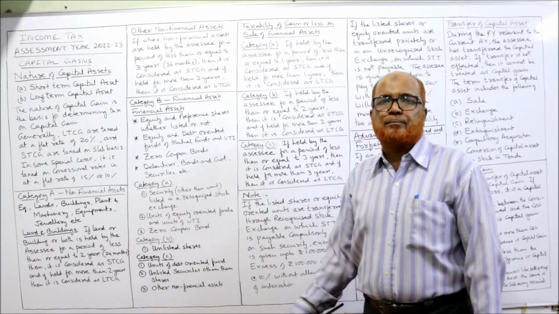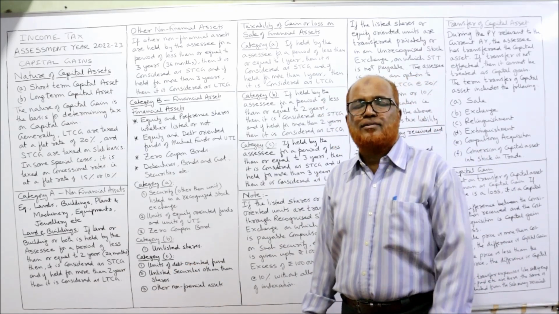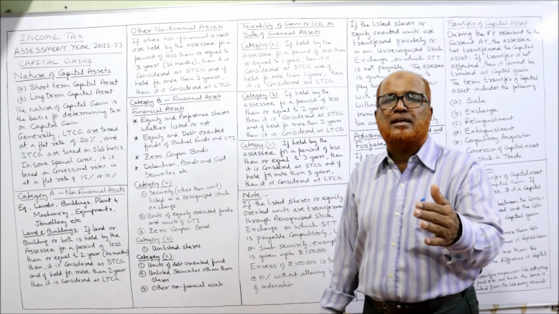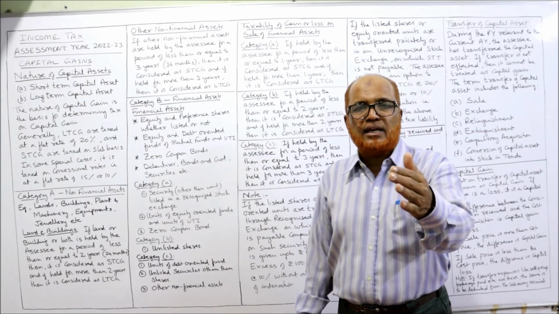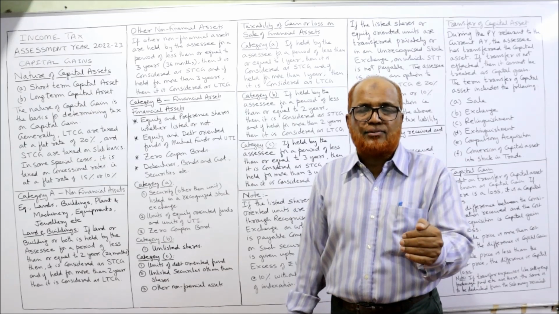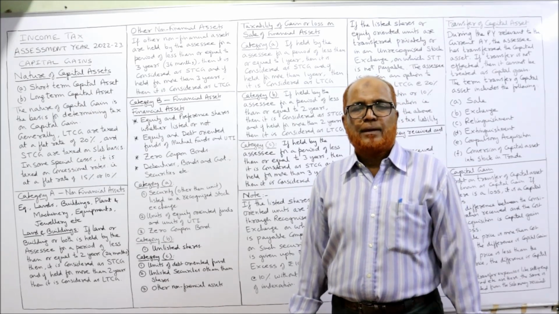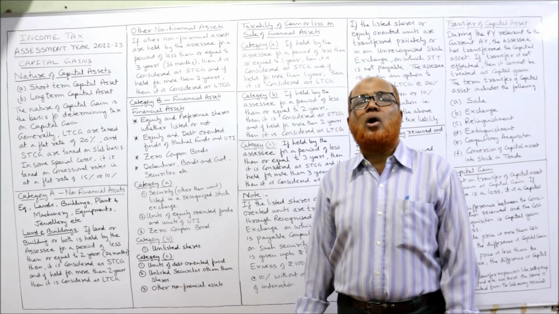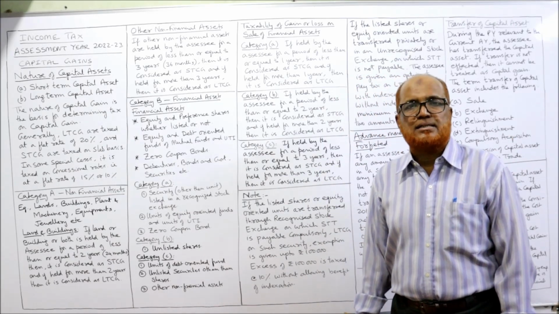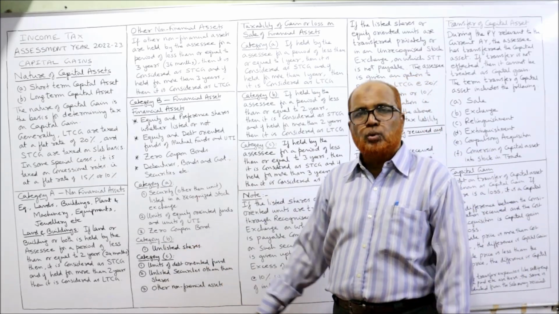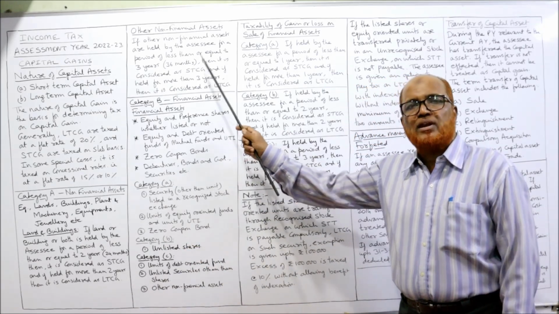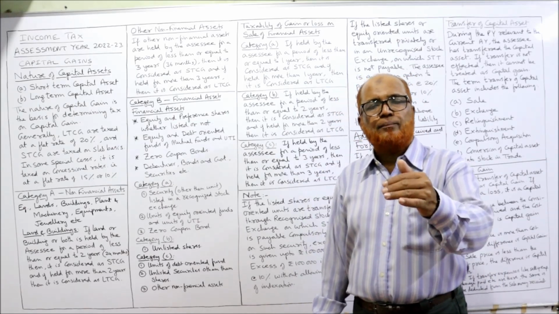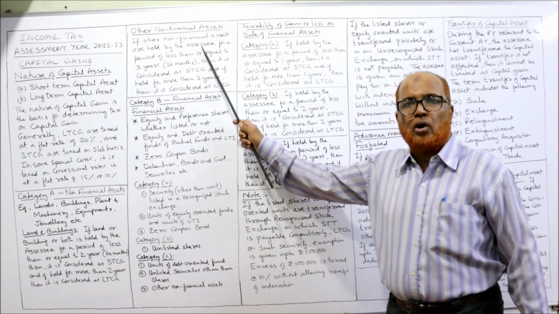Next comes other non-financial assets. Other than land and building, the period is 3 years. If any other non-financial asset is held by the assessee for 3 years or less than 3 years, it is called short-term. If the holding period is more than 3 years, then it is called a long-term capital asset. So land and building 2 years period, other non-financial assets 3 year period. Less than 3, up to 3, short-term; more than 3, long-term.